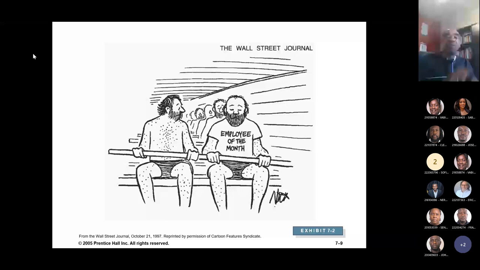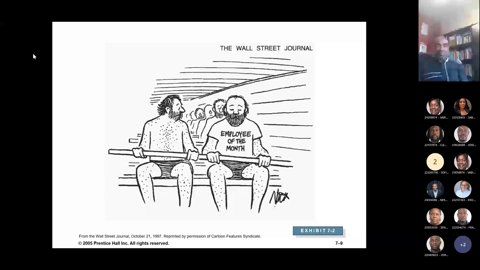But one person is wearing a shirt. That is, in fact, somebody that has been recognized in terms of his or her input. That can be a source of motivation for him to repeat that. And of course, that can be a source of motivation for other colleagues that want to be like him. So that is a recognition.